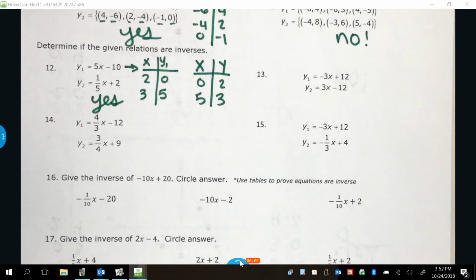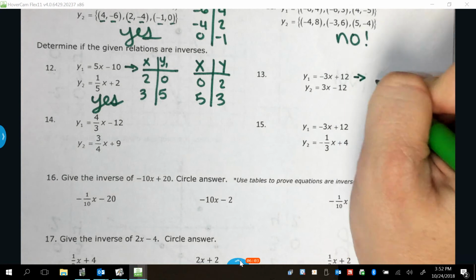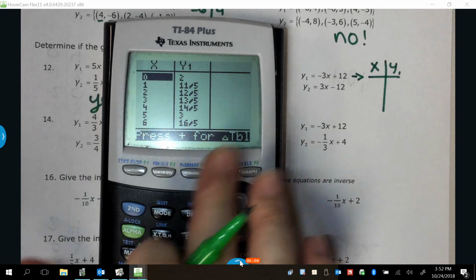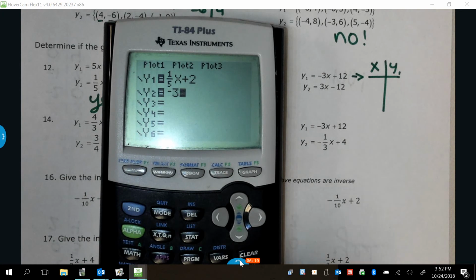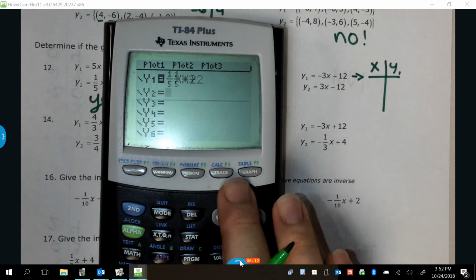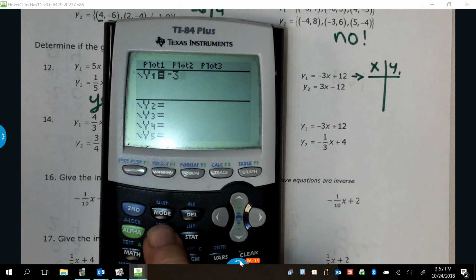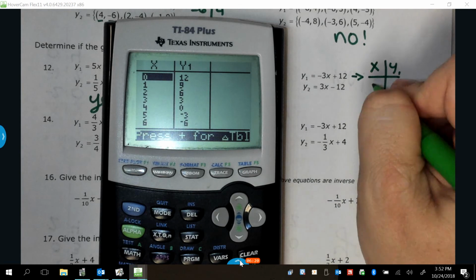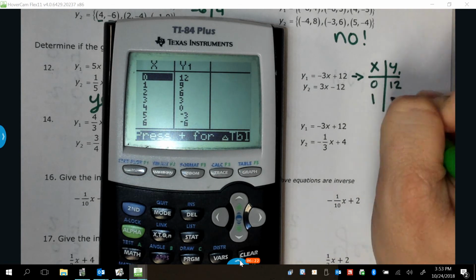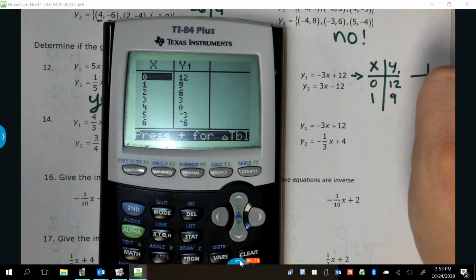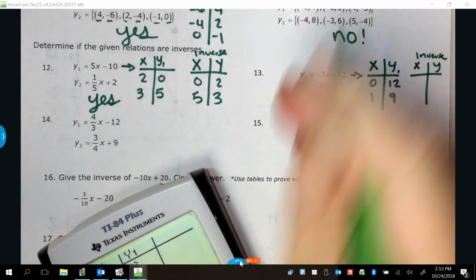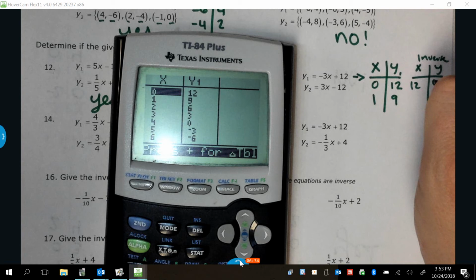Okay, let's look at number 13. I have negative 3x plus 12, second graph. So 2 points: I have (0, 12) and (1, 9). So if I flip that, the inverse of that, I'm going to label it so we don't get confused. The inverse of that should have (12, 0) and (9, 1).